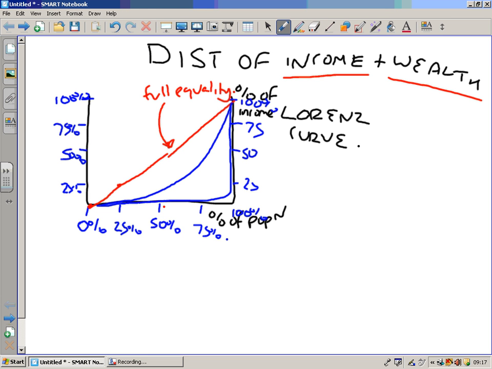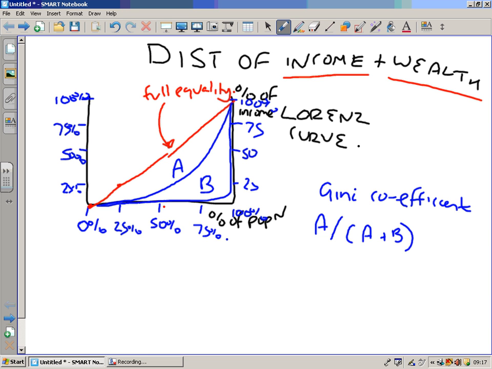Now we can use this to calculate something we call the Gini coefficient. Okay, now the equation, again, you're not expected to know, but the values generated are quite important for you to understand. It's calculated from this. This area here is A. This area here is B. So the Gini coefficient is calculated by dividing A by A plus B. From this, we get a value between 0 and 1.